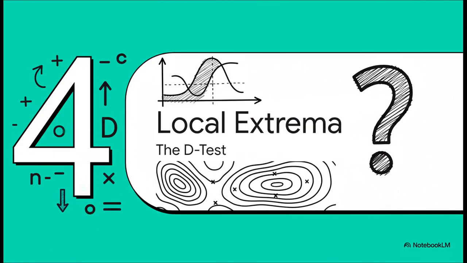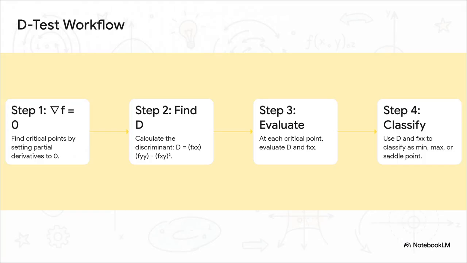All right, let's get into finding and classifying local extrema. This is a guaranteed question. There's no way you're not getting one of these. And it's all about following the steps for the second derivative test, which you know as the D test. You've got to know this procedure inside and out. This workflow is everything. Do not skip a single step.